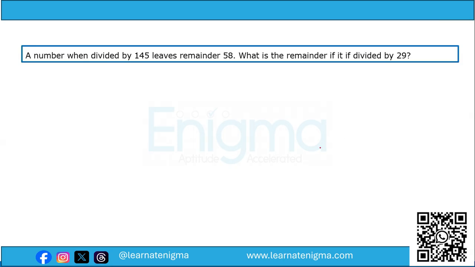A number when divided by 145 leaves a remainder of 58. What is the remainder if it is divided by 29?